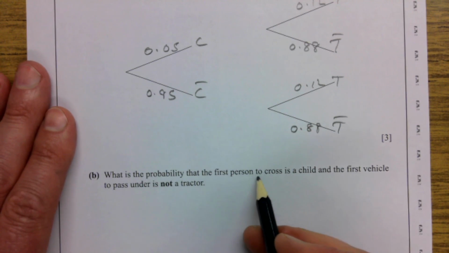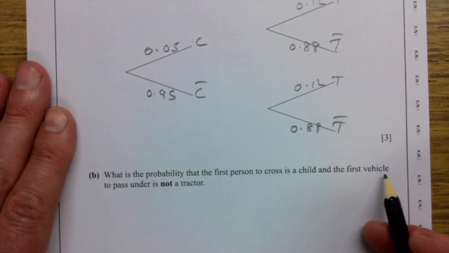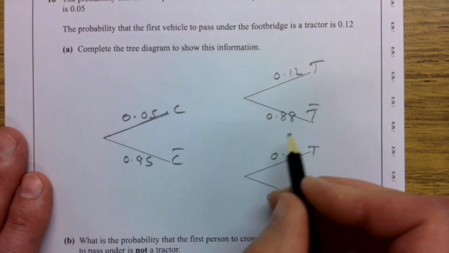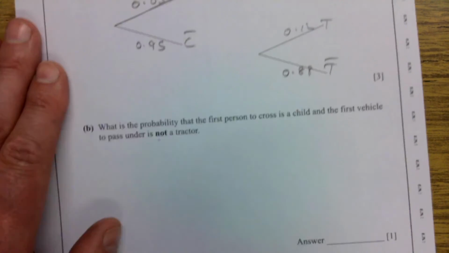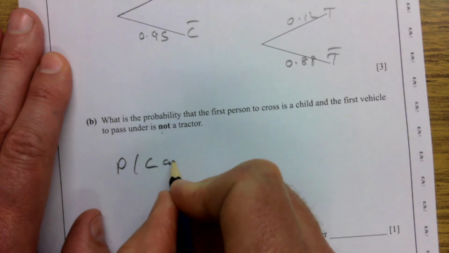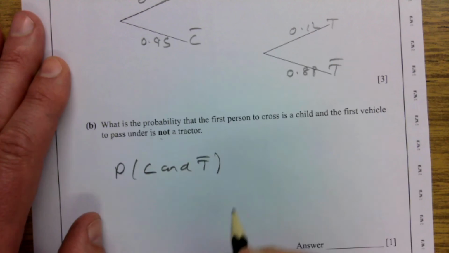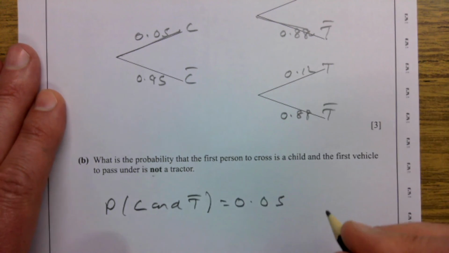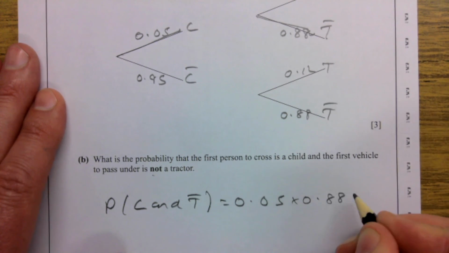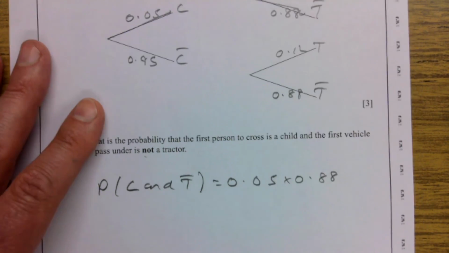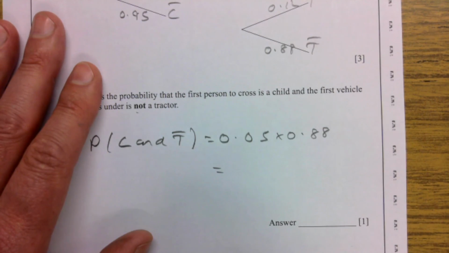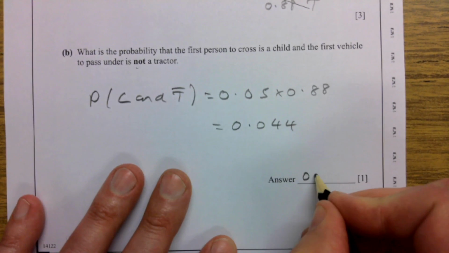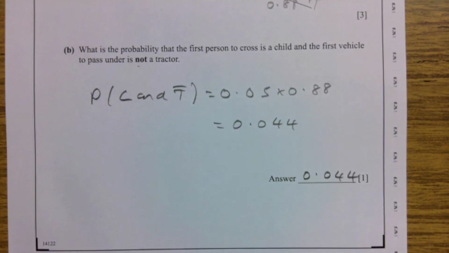What is the probability that the first person to cross is a child and the first vehicle is not a tractor? So we want child and no tractor. So it's going to be this here times this here. So probability of child and not a tractor. Remember my wee symbol there for that. So a child is 0.05 and not a tractor 0.88. And again, put that into your calculator, you end up with 0.044. And that's the end of the paper.